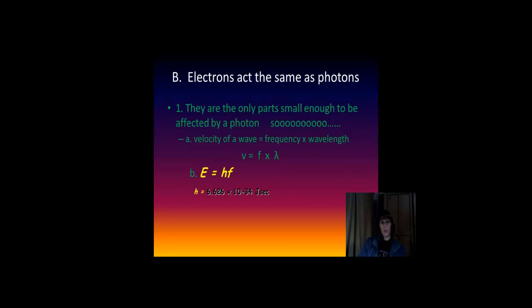So number 1 on your notes, they are the only parts that are small enough to be affected by a photon. Do you remember we talked about the mass of the atom, the atomic mass or the mass number? And they just got that by adding protons and neutrons, and they ignored the electron because it was so tiny. Well, here, it's the only thing that's tiny enough to actually be moved by a photon. So a photon comes down and smacks that electron. It'll cause it to vibrate so it can get it to move, which makes amazing things happen.